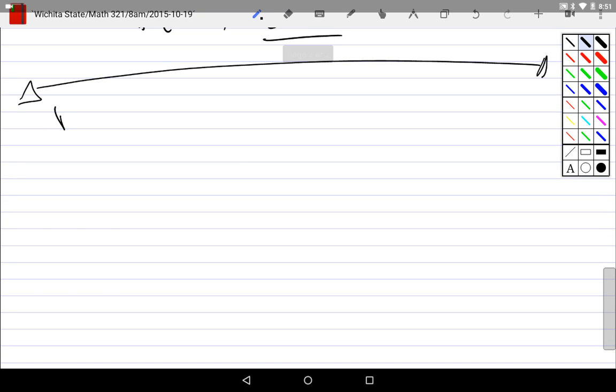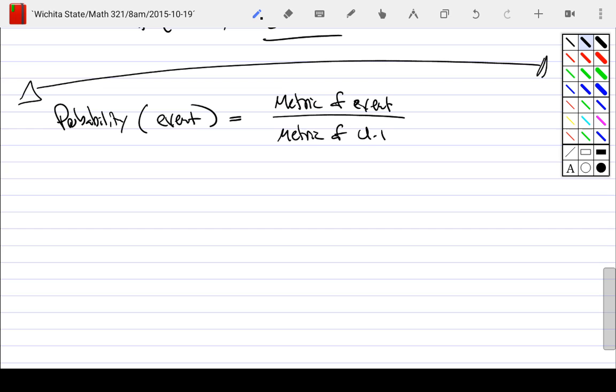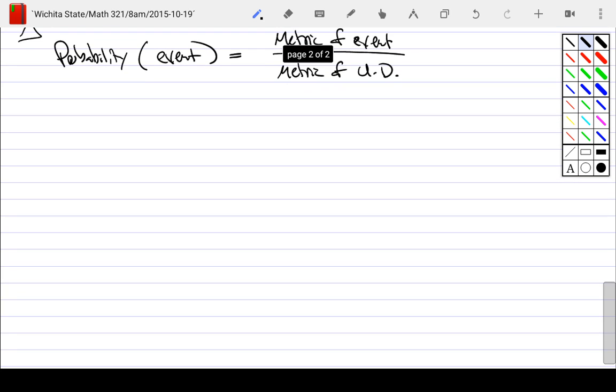One of the things that we could talk about, the probability. Probability itself of an event is always the same thing. It's the metric of the event divided by the metric of the universe of discourse, the thing that you're talking about. If you're going to say probability that something occurs, so we would have things like examples of this.